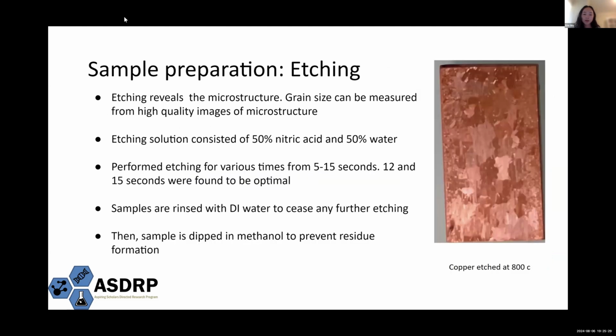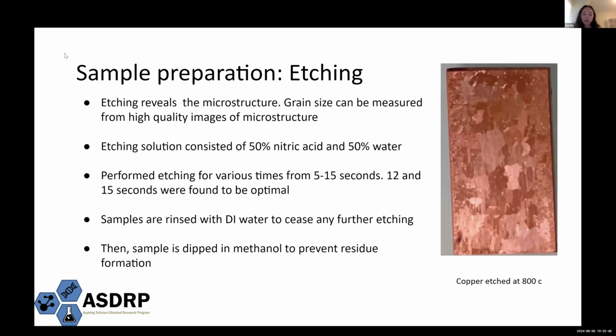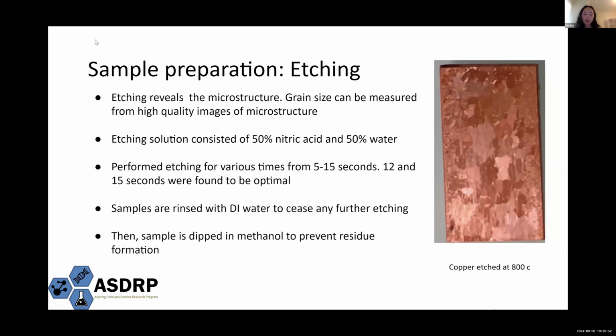Etching is the final part of the process to reveal the microstructure. After polishing, the samples are immersed in an etching solution consisting of 1 part nitric acid and water for 5 to 15 seconds. However, we've found that 12 and 15 seconds are optimal. Samples are then submerged in deionized water to stop the reaction, and then dipped in methanol to prevent residue formation. Next.